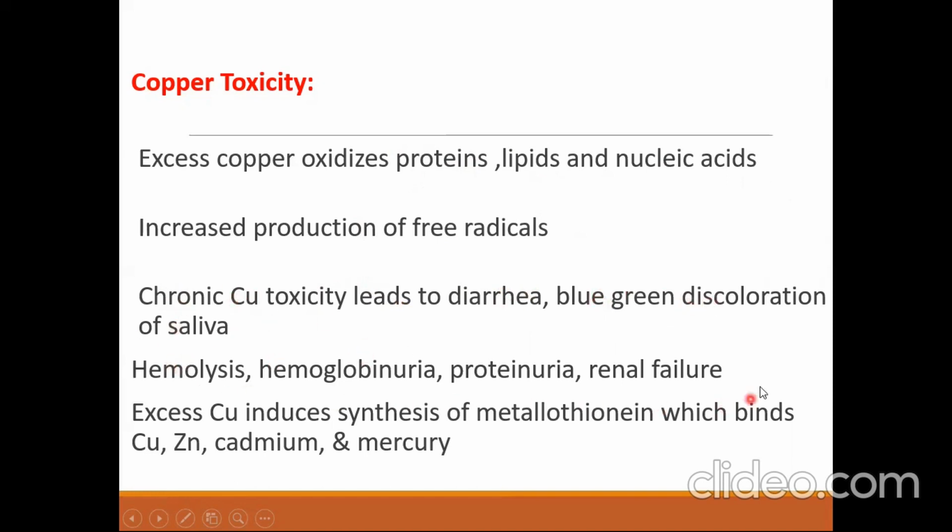In the circulation, if free copper is present, it causes damage to the RBCs, and this causes hemolysis, hemoglobinuria. Also, there will be proteinuria and renal failure. So, if there is copper toxicity, what happens? There will be an increase in the synthesis of metallothionein. Metallothionein is a small group of proteins present in the cytosol of the liver, kidney, and intestine. It has a high cysteine content, and the SH group of the cysteine binds with the copper, zinc, cadmium, and mercury.